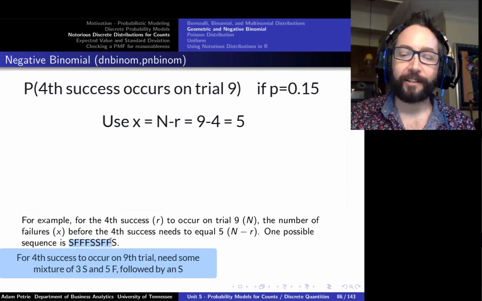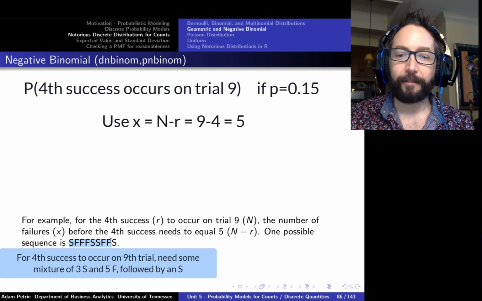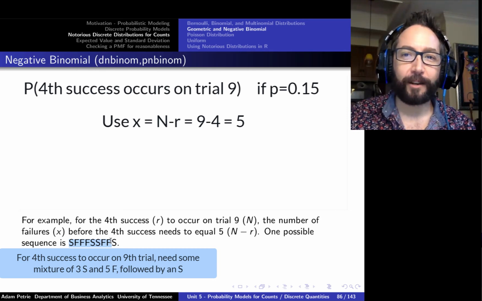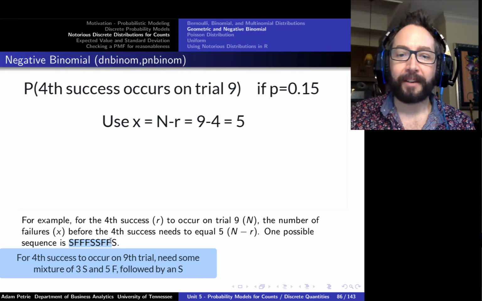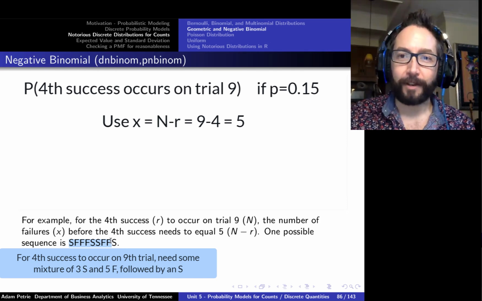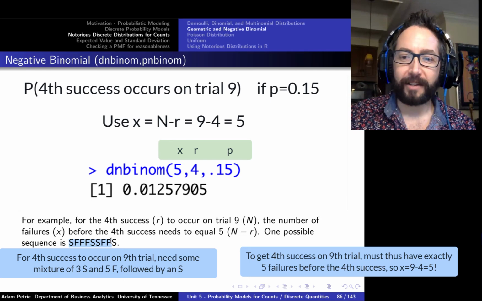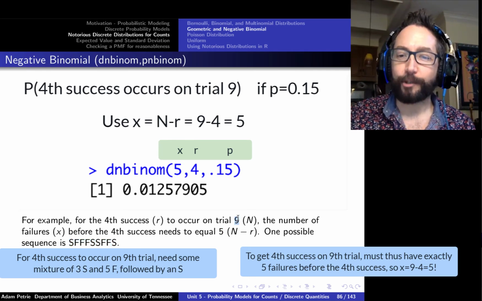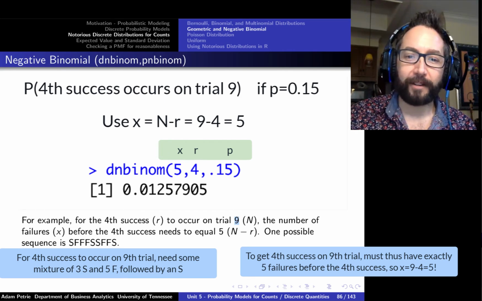We can see, asking the question, what's the probability that the 4th success occurs on trial number 9, is the same thing as asking, well, what's the probability of having exactly 5 failures before that 4th success? So little x equals 5 would translate into a capital N, a trial number of 9 for the total number of trials, if we had the question we wanted to ask it that way.